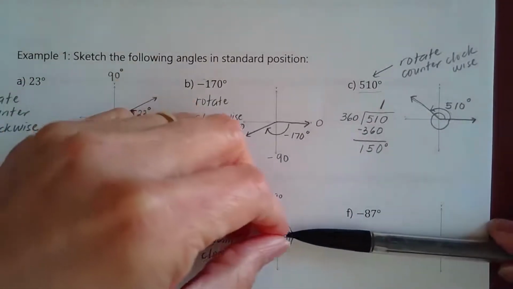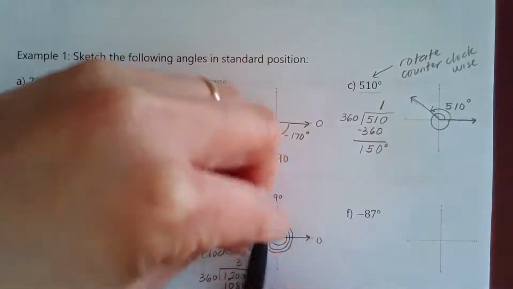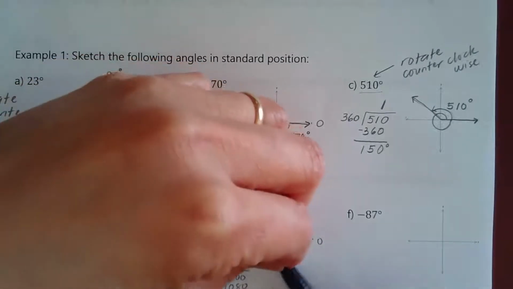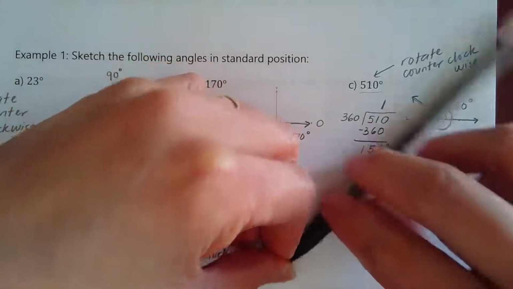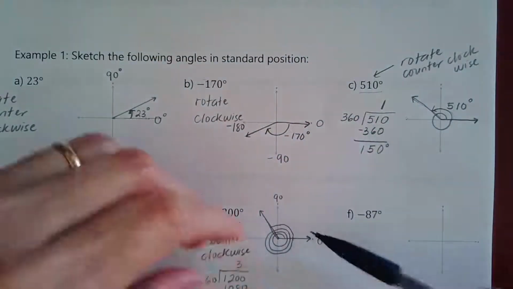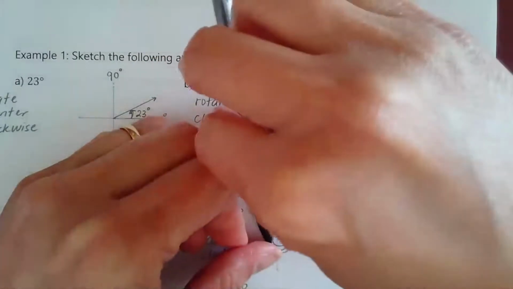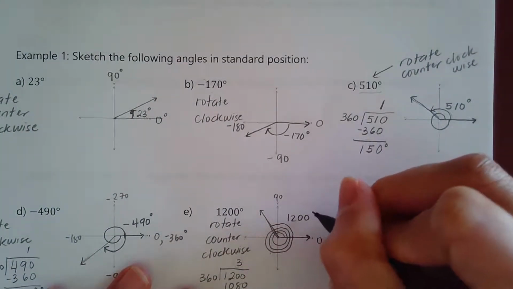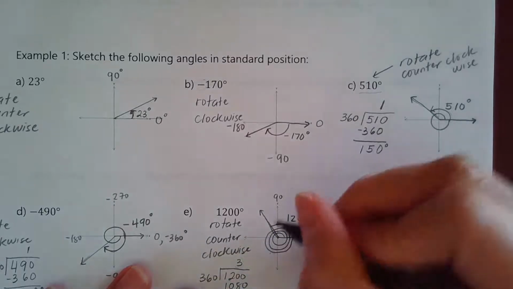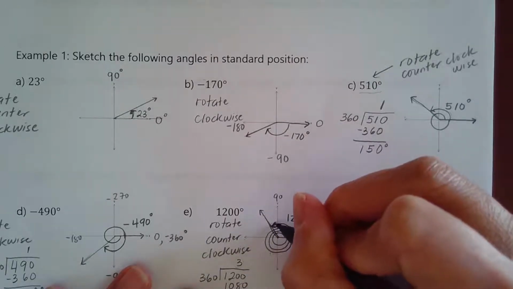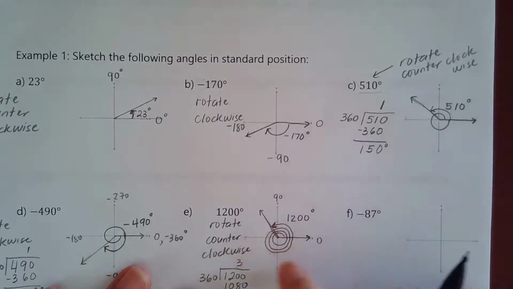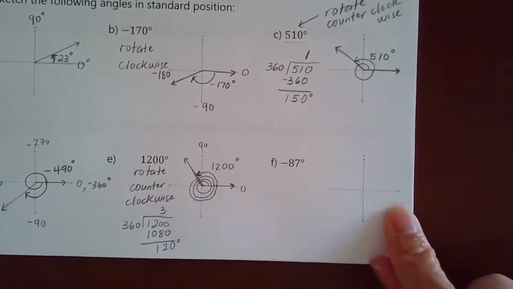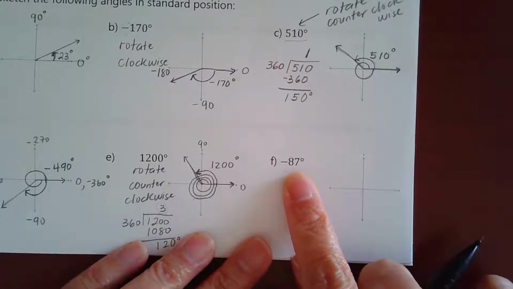So this is your initial arm, and then we go rotation 1, rotation 2. So that's going to be 2 rotations of 720 degrees, and then another rotation that's going to give you 1,080 degrees. And then if I do 120 degrees more, then that's going to be 1,200 degrees. Oh, and then I have to put the arrow showing the direction in which I'm rotating. So I'm rotating counterclockwise. And then finally, they ended up with negative 87 degrees.